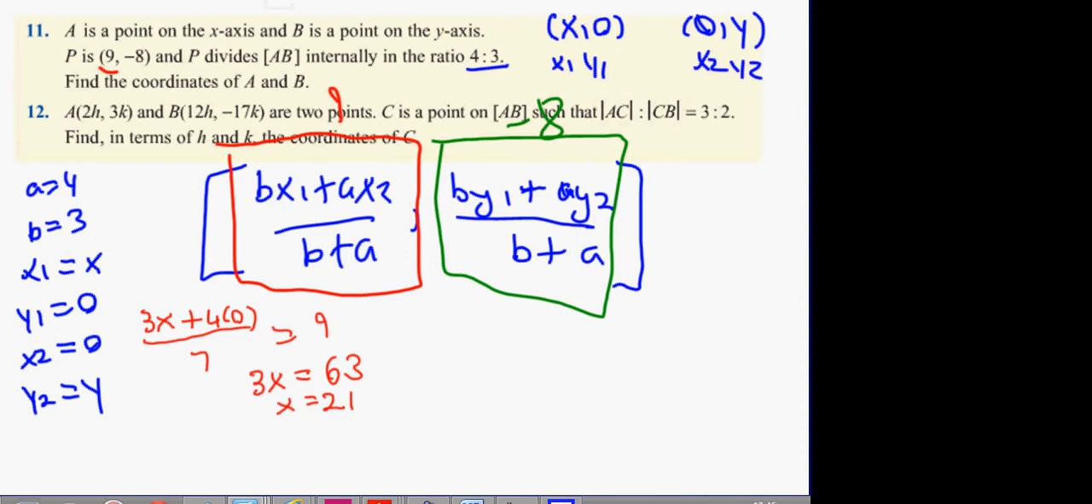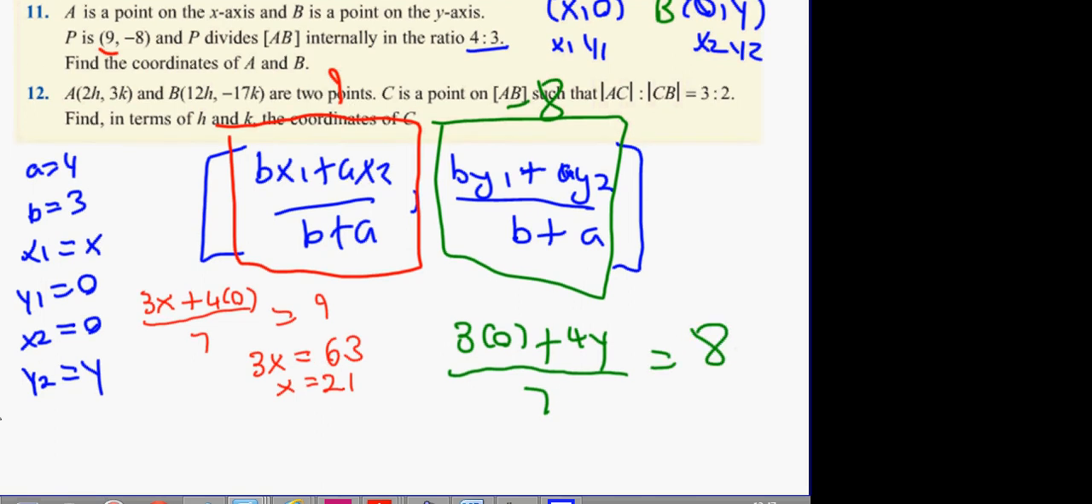The next one is the point B. It's the point B we're looking for. We're looking for the y value. So once again, we're going to do the same thing. By1 is going to be 3 times 0 plus 4 times y, because it's 4 times y2, all over 7, and this all equals minus 8. Thank you. Okay. 4y equals minus 56. Y therefore is minus 56 divided by 4, which is minus 14. So this point is going to be (0, -14). Okay.